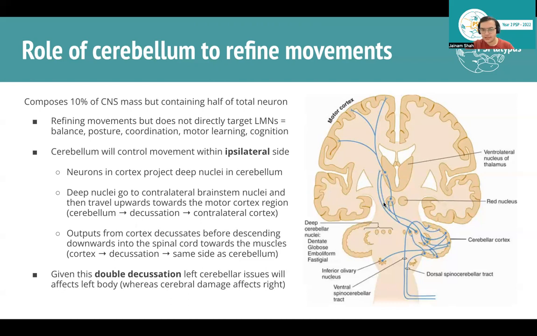But of course, it does need to go to the cortex to be able to refine whatever output the cortex gives and says, I want you to do this. The cerebellum will always be like, okay, no, we have to make sure this is proper before we send it down to the spinal cord. So that's why once you have the double decussation, for example, if you have a left cerebellar issue, it will always affect the left side. Whereas if you have cerebral damage, so if you have damage to this part of the motor cortex, it will actually affect the opposite side of the body. And I guess now you can see why, based on the arrangement of neurons within this particular diagram.